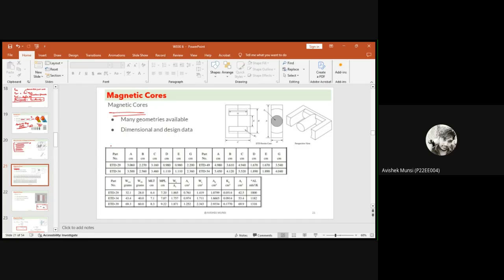As you see, I am giving here a data sheet for ETD29. This is an E core. It may have some factors like this. The values will be given on the data sheet. This is A, this is D. From here you can see the length of those parts of the core for a specific E core, ETD29, this is ETD34, and you can also understand how much area it has, how much window factor it has, and air gap it has. So you have to keep all these factors in mind while designing the inductor.